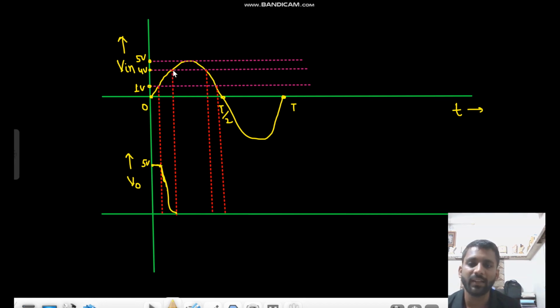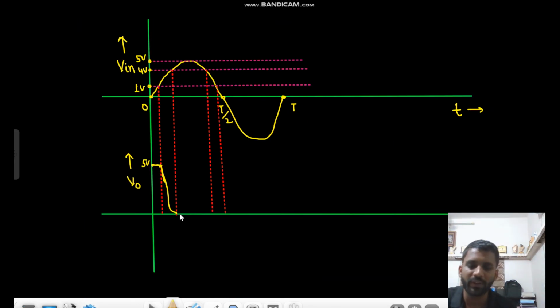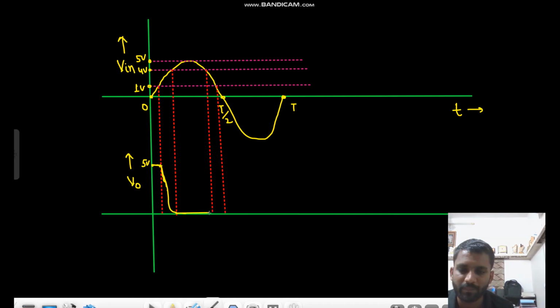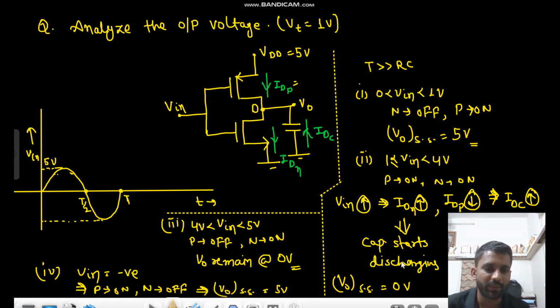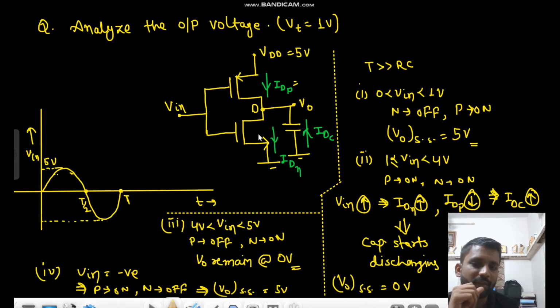After that, your Vin is between 4 to 5 volt. When your Vin is between 4 to 5 volt, your Vo remains at 0 volt only. So your Vo is remaining at 0 volt. Now your Vin is between 1 to 4 volt. If your Vin is between 1 to 4 volt, the capacitor starts discharging. Now we are going from 4 volt to 1 volt. So let us assume at 3.9, this will also be on and this will also be on, right? But the value of Vin is getting decreased now.